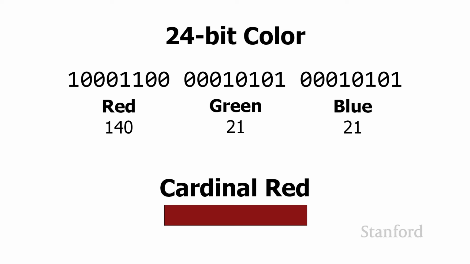This particular color is cardinal red. This is the official color that Stanford uses for cardinal red. And you can see we've got our binary numbers up top. We've got our decimal equivalents underneath it, although converting from the binary to the decimal numbers is, again, a bit of a pain. And so what I'm going to show you is how to convert from the binary to the hexadecimal. And this is going to turn out to be easier.